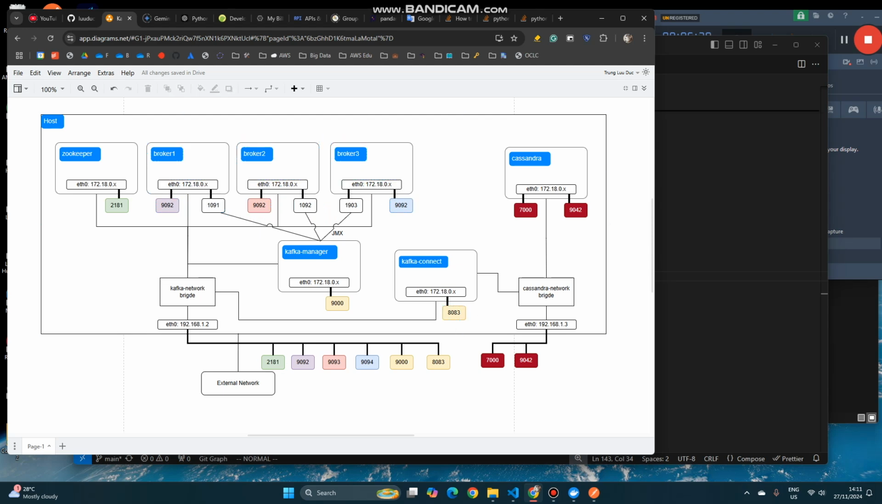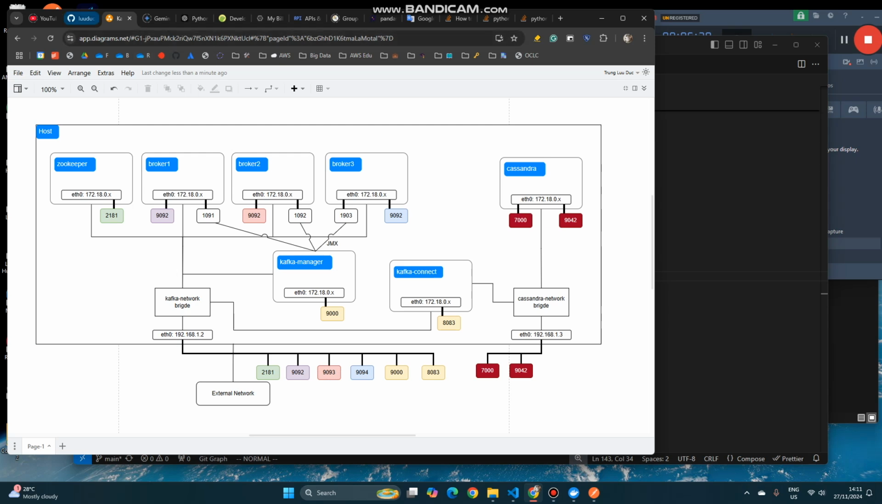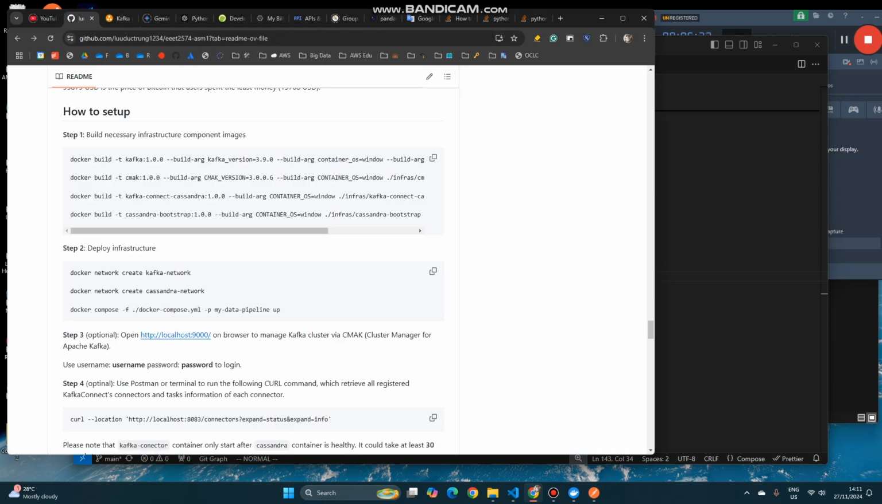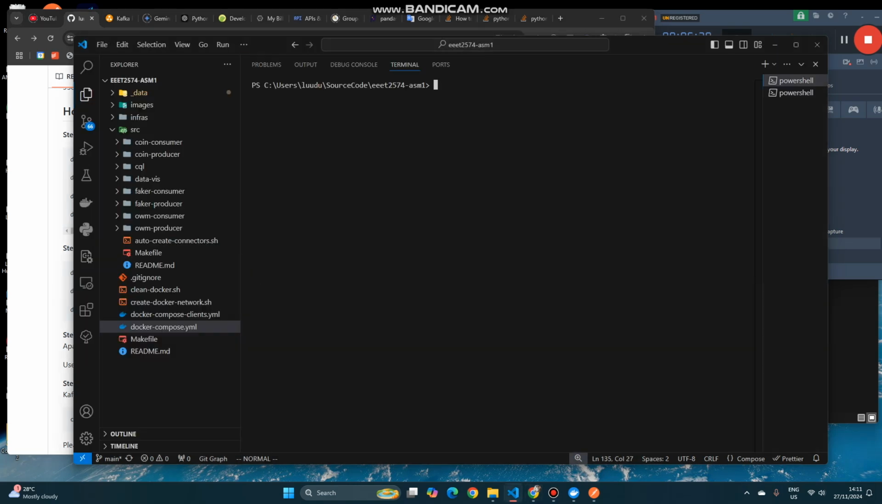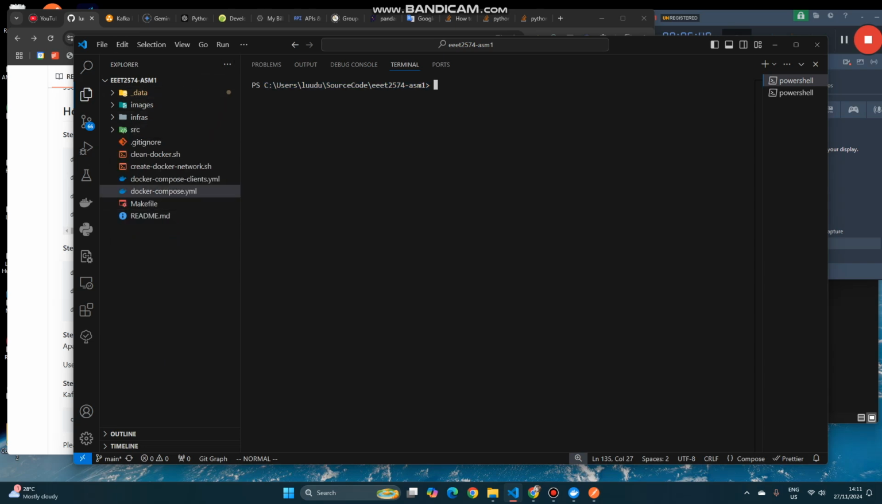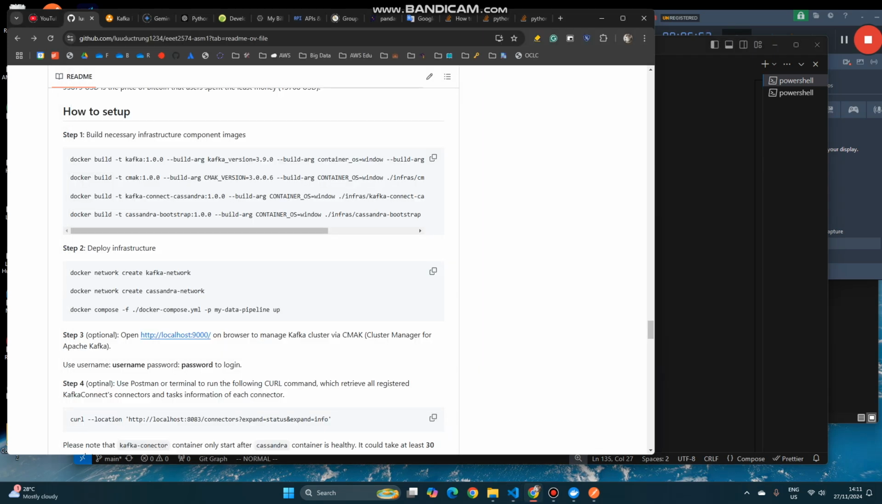So that's enough for the networking information. So let's start. Let's open the terminal. We're gonna run the command on this directory, which is this one. In the first step, we're gonna build the infrastructure component image.